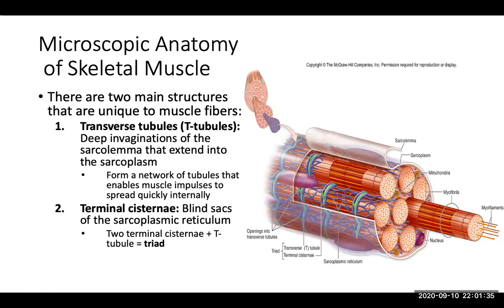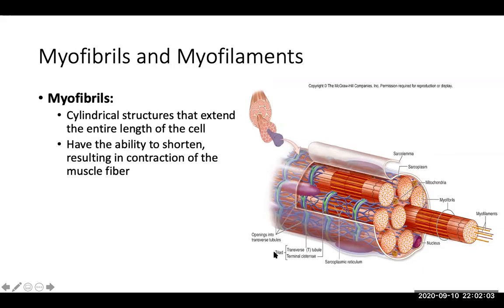Two structures that are unique to muscle fibers themselves are transverse or T-tubules, which are deep invaginations of the sarcolemma. They extend into the sarcoplasm, and they form a network that nerve impulses can travel and spread quickly throughout the muscle fiber. Also unique to muscle fibers are terminal cisternae, which are just blind sacs of that sarcoplasmic reticulum. Myofibrils then are cylindrical structures that extend the entire length of the muscle fiber cell. They have the ability to shorten, and this is what will result in a contraction of the muscle fiber.